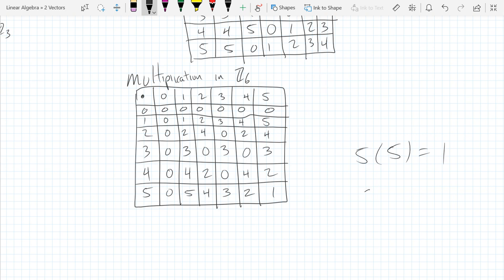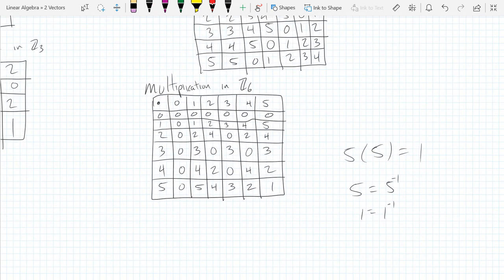5 times 5 equals 1, which means 5 is equal to its reciprocal, its multiplicative inverse, which is really strange. I mean, 1 obviously is equal to 1 reciprocal. That's not surprising. We knew that before. But in this system, 5 is its own inverse, because 5 squared is 1. So we're not going to worry about those properties. That's, again, a different class. We'd worry about that.